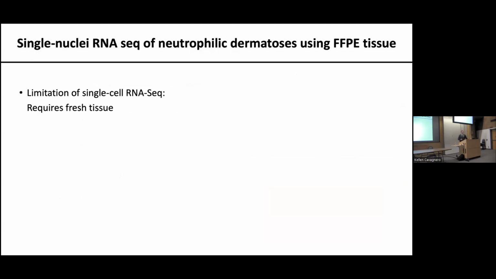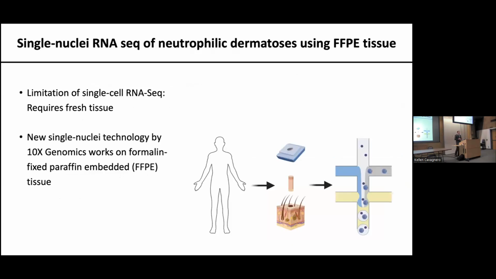So I've shown a lot of single-cell RNA sequencing data today, and while this is a very powerful technology, there are a few limitations, and one is that it requires fresh tissue. And this is really tough to get when you're working with a rare disease. However, a new single nuclei technology developed by 10x Genomics works on formalin-fixed, paraffin-embedded tissue. And this is really important because it allows us to investigate archived clinical samples.